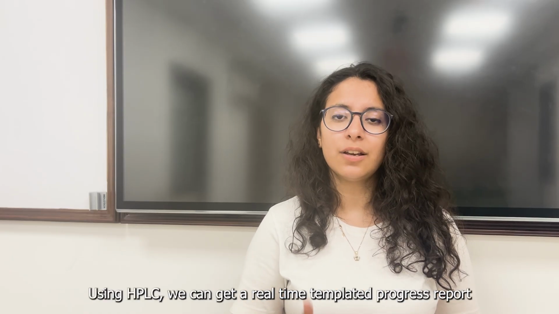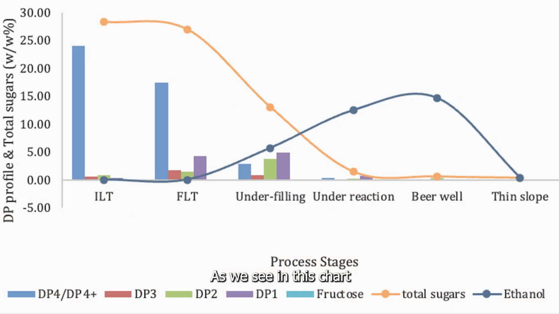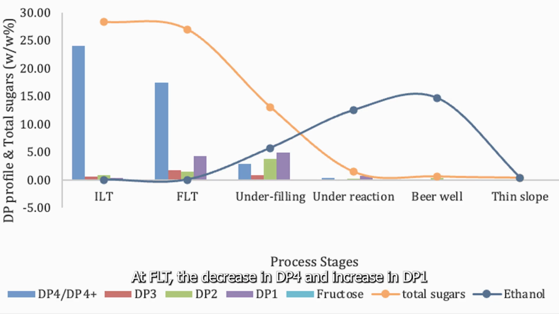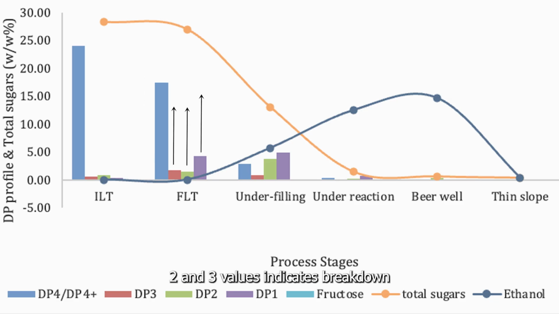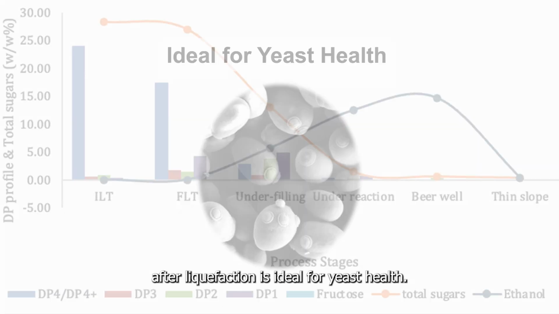Using HPLC, we can get a real-time detailed progress report, as we see in this chart. Slurry and FLT: high DP4 in early stages, and at FLT, the decrease in DP4 and increase in DP1, 2 and 3 values indicate breakdown. 4 to 6% DP1 after liquefaction is ideal for yeast health.